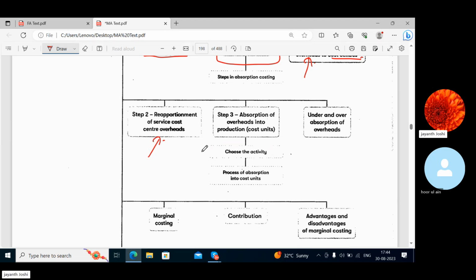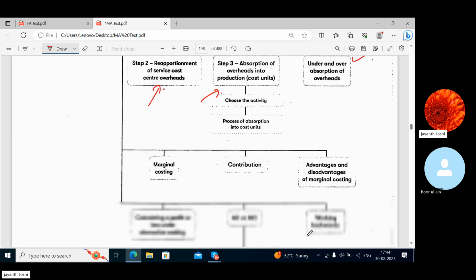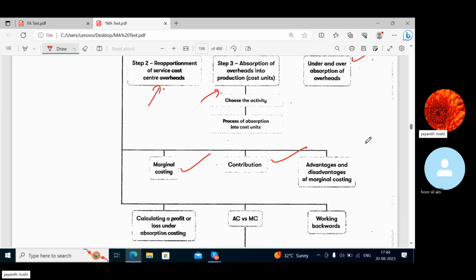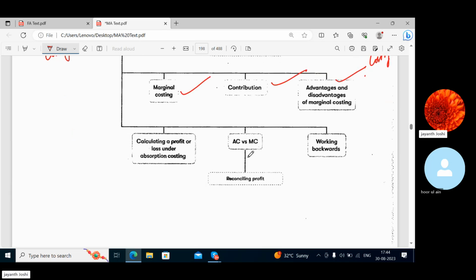Absorption of overheads into production cost units. This also I'll be explaining, what is under absorption or over absorption of overheads. And then we will be seeing what is marginal costing, contribution, advantages and disadvantages of marginal costing. So here you have seen two things: one is absorption costing and one is marginal costing. So you'll be learning about these two types of costing.